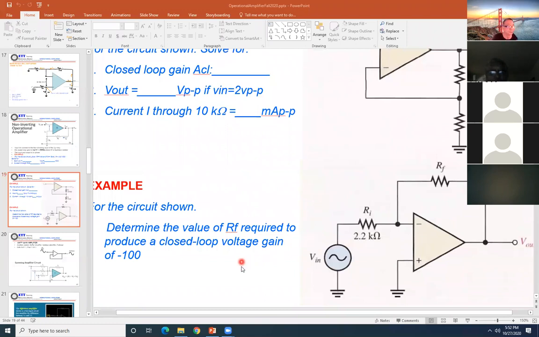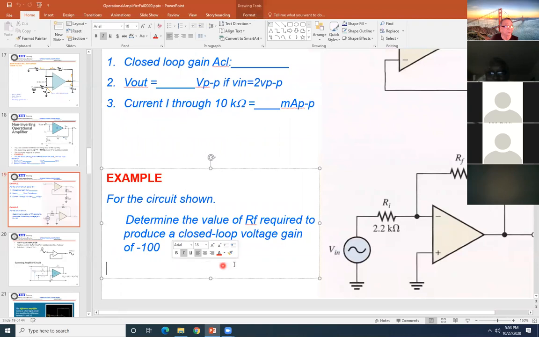Now, that one. Okay, who can get through that one? What does RF equal? They say determine the value of RF required to produce a closed loop gain of minus 100, with RI of 2.2 kilo ohms. We'll see.